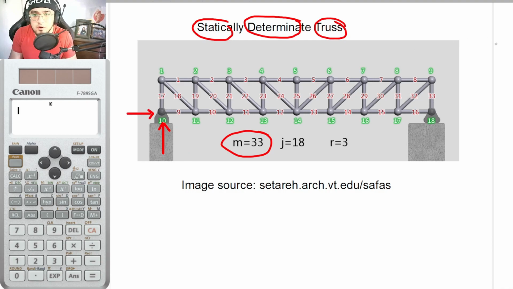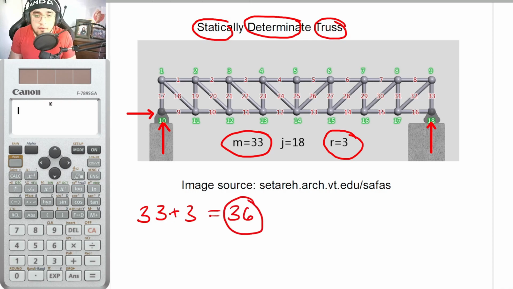So for a hinge support, we have a horizontal and a vertical component, or two reactions. For the roller support, you only have one, which is perpendicular to the surface, and in this case it is just vertical. Once again, how many unknowns are there? We have 33 members and 3 support reactions, so 33 plus 3 is equal to 36 unknowns.